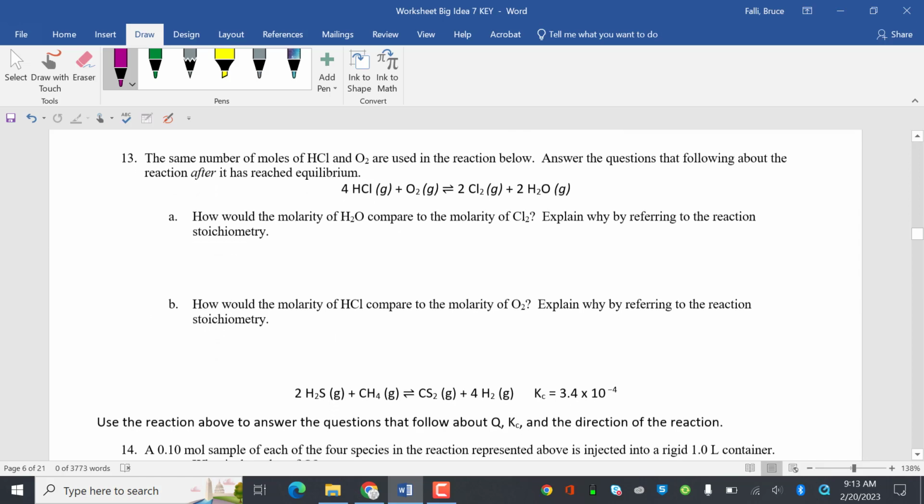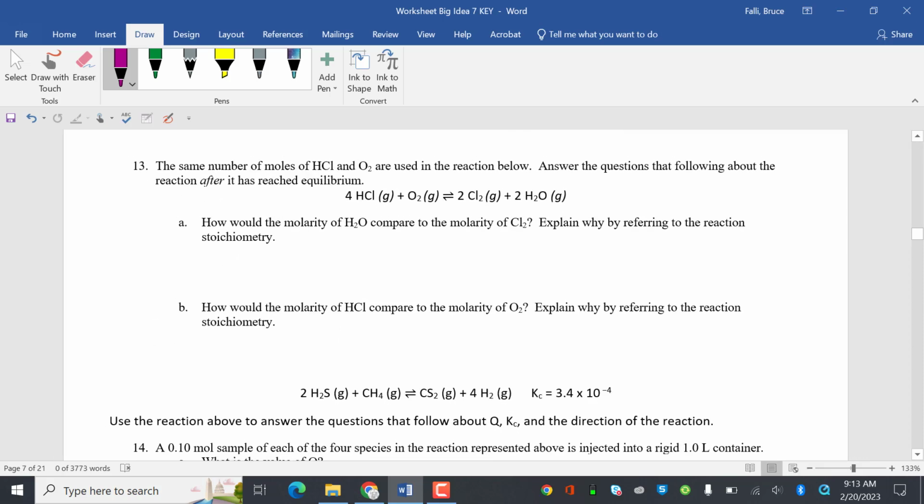The same number of moles of HCl and O2 are used in the reaction below. Okay, same number of moles for each one. Answer the following questions about the reaction after it has reached equilibrium. So I'm just going to say 1 and 1. How would the molarity of H2O compare to the molarity of Cl2? Explain why, referring to the reaction stoichiometry. It would be equal because identical coefficients as products. I'm pointing out they're products because reactants and products would be starting amounts, not affected.